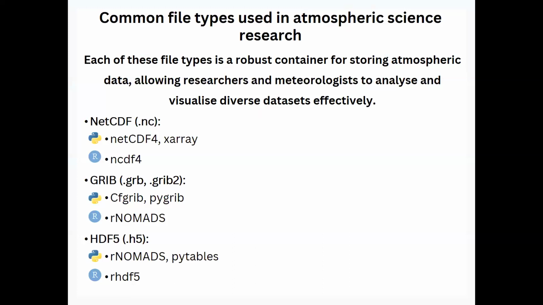Some of the files that we use are NetCDF files, which you will recognize with a .nc at the end of the file name, GRIB files, or HDF5 files. I know everybody's probably wondering, what are these files? NetCDF actually stands for Network Common Data Form. This is a file format that is popular for storing multi-dimensional atmospheric scientific data.